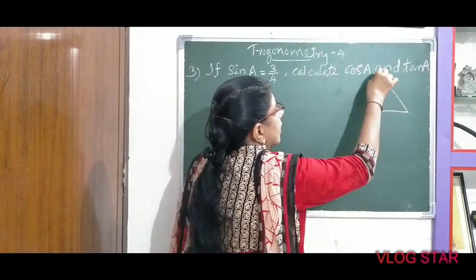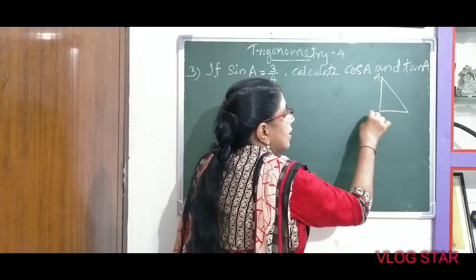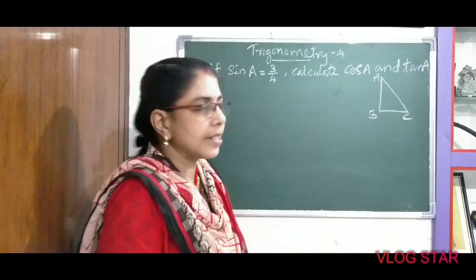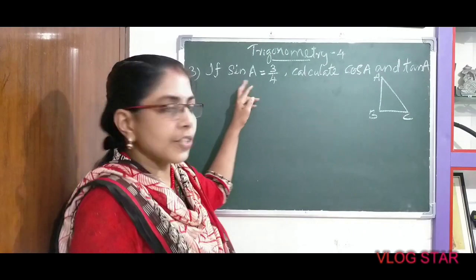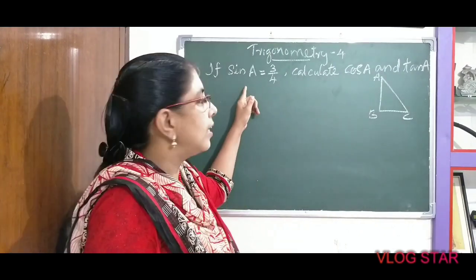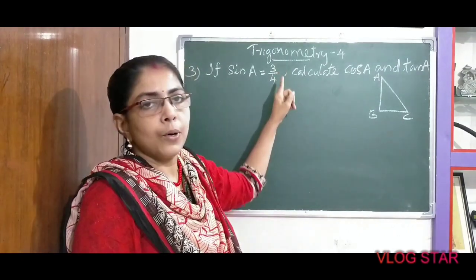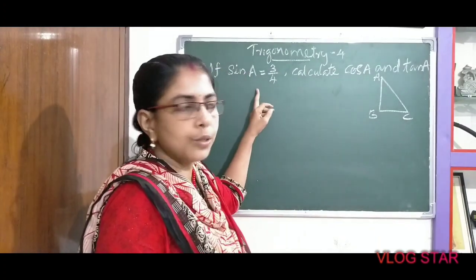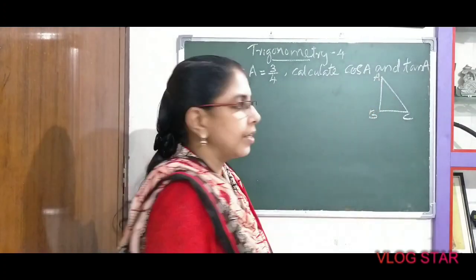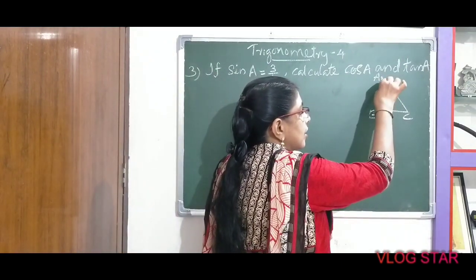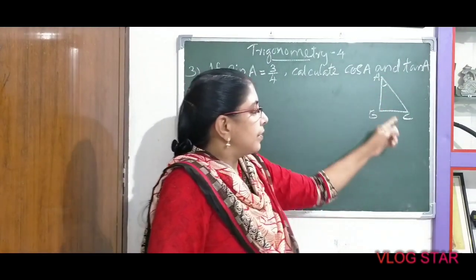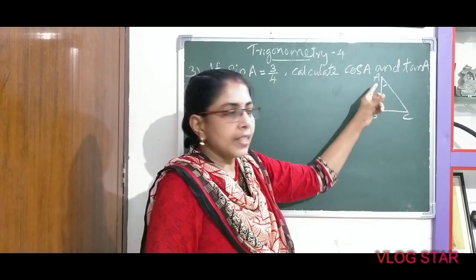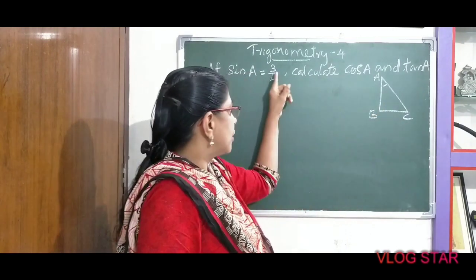First, ABC is a right triangle. Sin A is given. We know that sine of an angle is opposite side upon hypotenuse. Sin A is given according to this acute angle A. The opposite side of this angle is BC. Therefore, BC is 3K.